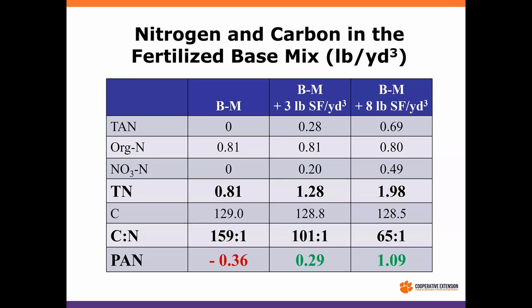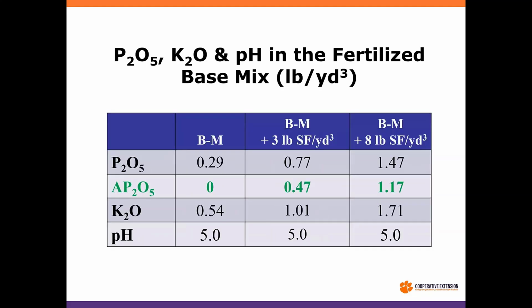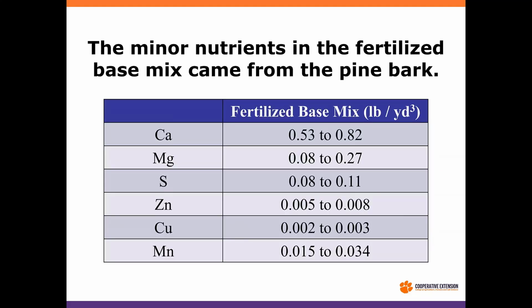I want to note right here the bottom line. When I go out and fertilize these mixes, I go from a negative pan, if I didn't do anything, to positive 0.29, 1.09. These are pounds of nutrient per cubic yard. Same with the phosphorus. I got available phosphorus, much less than what's in there. And of course, we got contributions from the pine bark for the minors. That's nothing new.